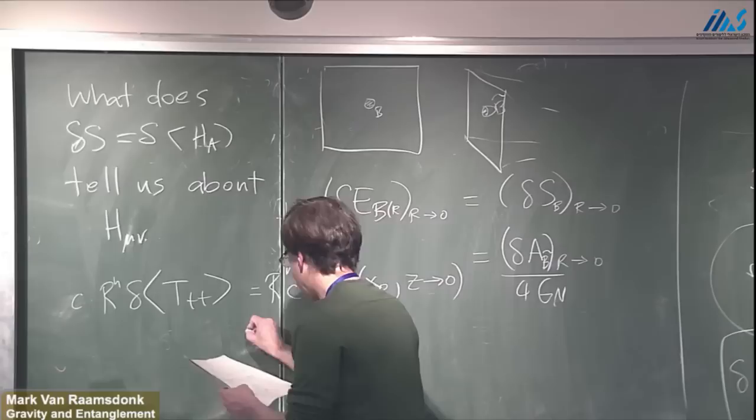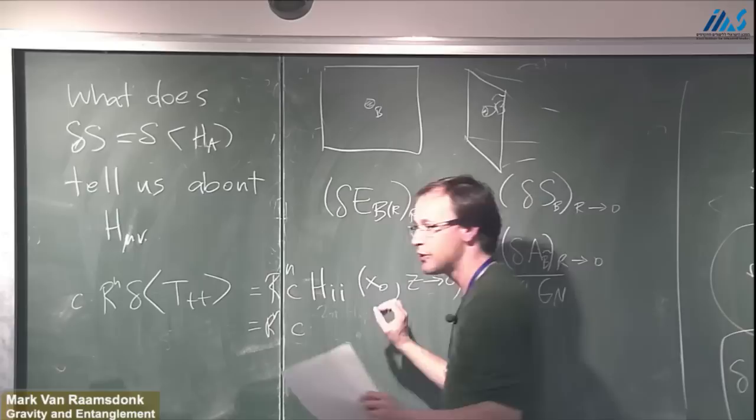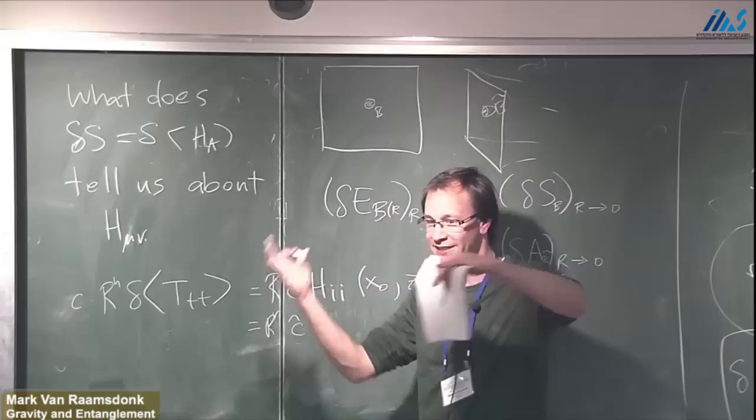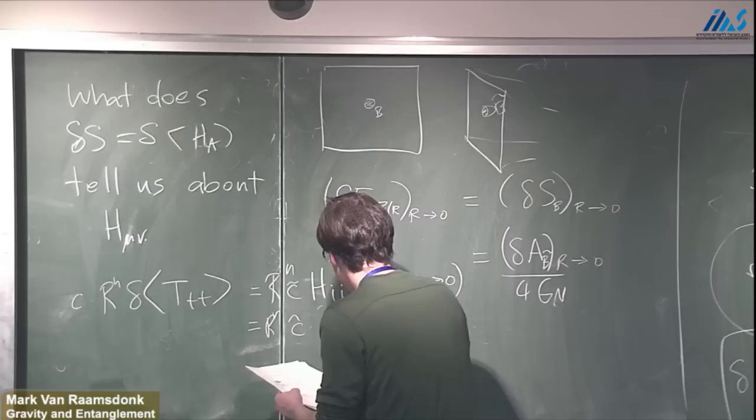I can write that in a more suggestive form. I'm not being too careful with constants, so these C's are different. G Newton is coming in, and various volumes of spheres and 2 pi's, etc. So this is H 0 0 minus H mu mu.